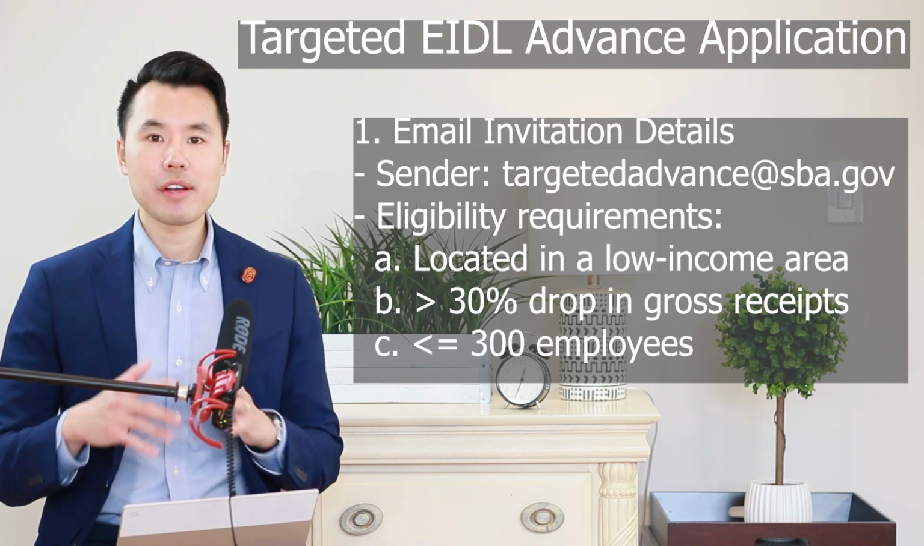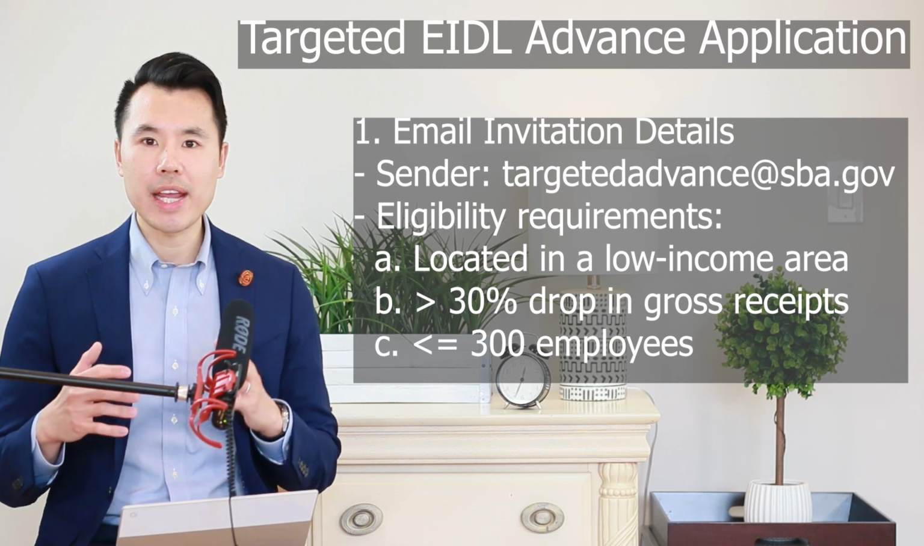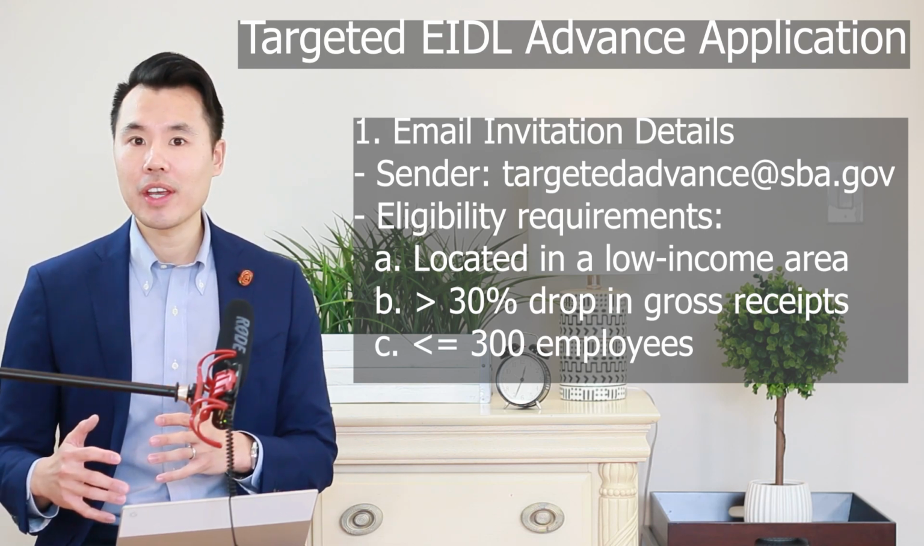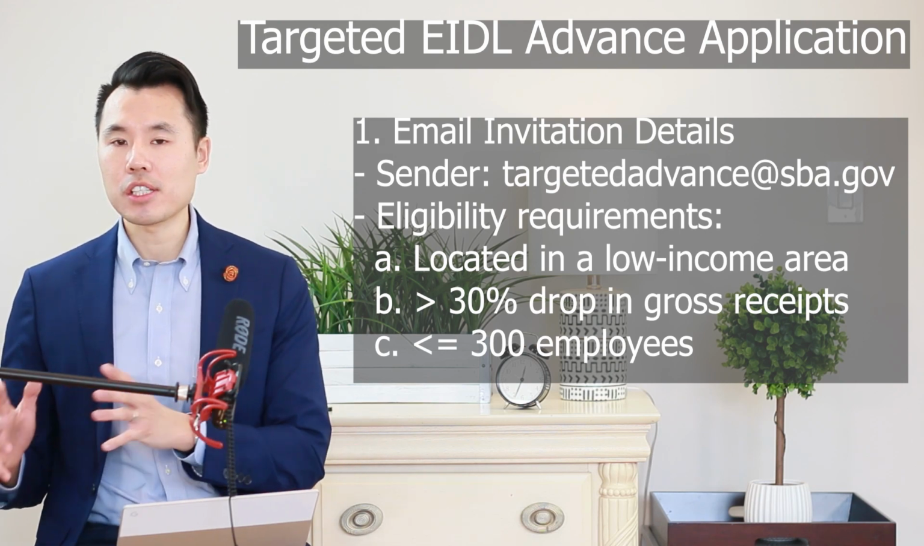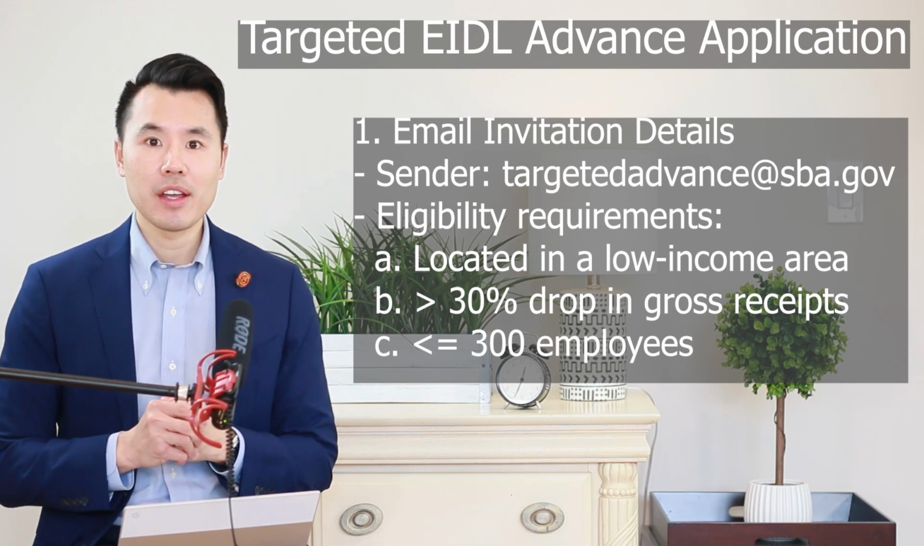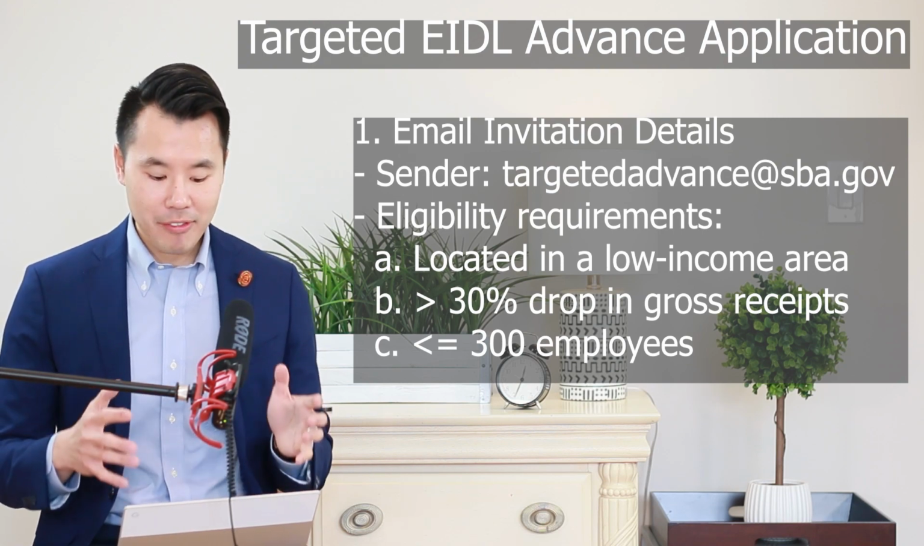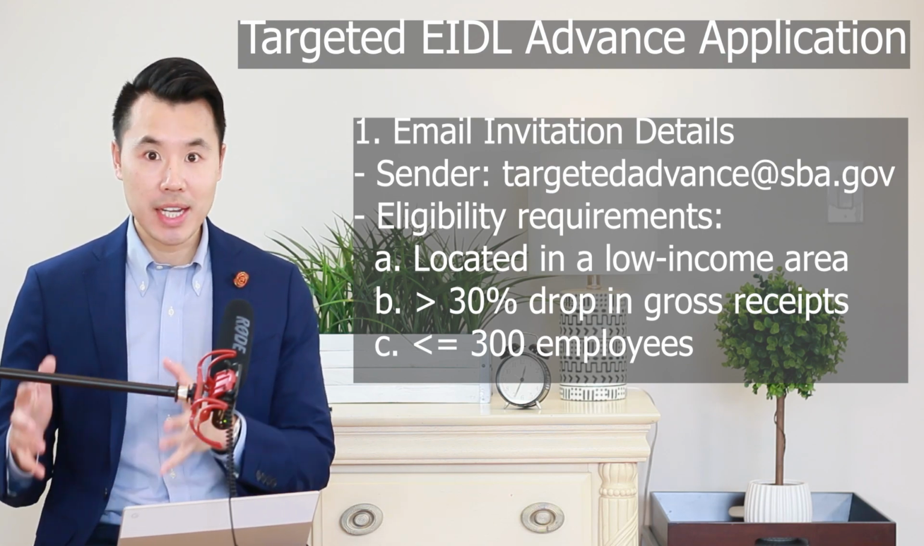So once again, you need to have suffered a drop in gross receipts over an 8-week period, starting from March 2nd, 2020. That's the starting period for the 2020 year. So you can't use January or February as your 8-week period. You have to start from March 2nd, 2020, when the pandemic actually hit.